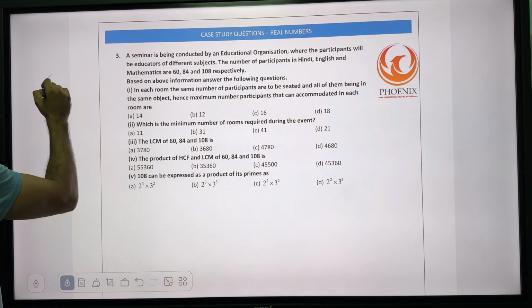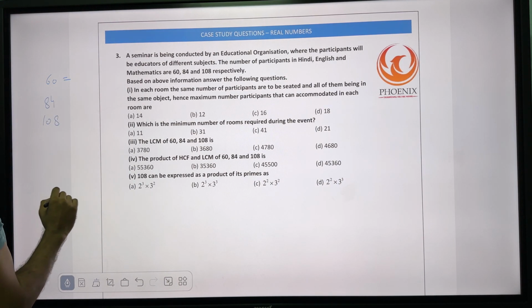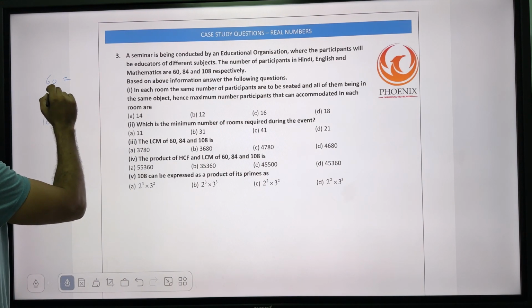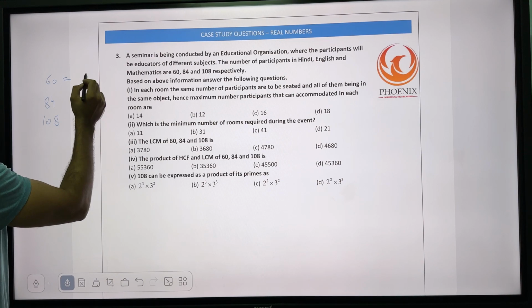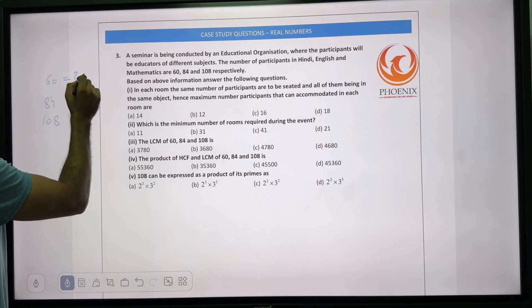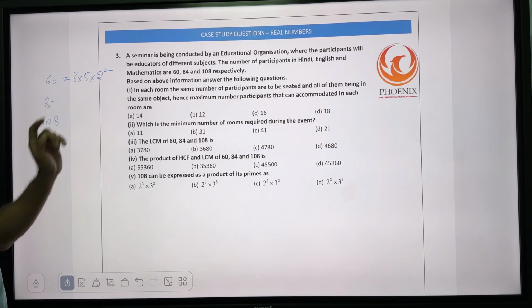Let's prime factorize 60, 84 and 108. Okay, so you know how to do the prime factorization. Solve it and write down what it will be. This is 60. 15 times 4 is 60 over here, so this is 3 times 5 and 2 square. Okay, so 15 times 4 is 60.